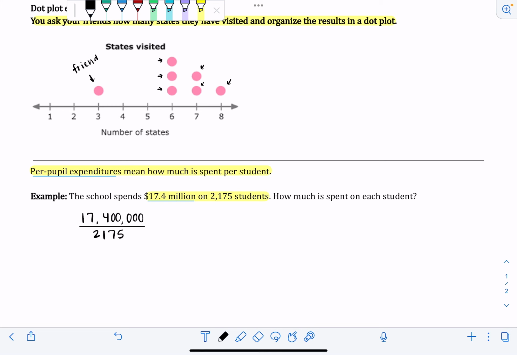So definitely a calculator problem. We would take 17,400,000 and divide by 2,175. Oh, I did not realize that this was going to give me a perfect number. But when I divide that, it ends up being 8,000. If it wasn't such a perfectly clean number like that, since it's money, we would want to round to two decimal places.